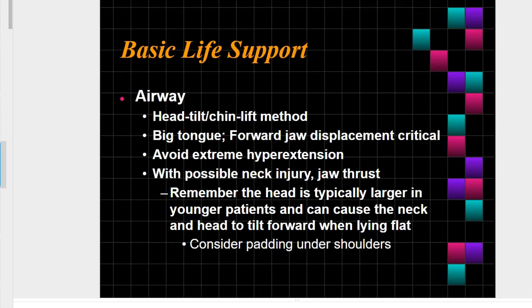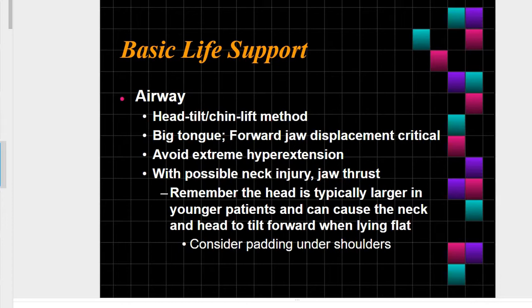Basic life support measures: airway, airway, airway. We typically use a head tilt, chin lift type method for all of our patients. It's a little more controlled with the big tongue that's associated with pediatric patients, with more forward jaw displacement with the jaw thrust. That's critical, while avoiding extreme hyperextension of the neck, because the airway itself is very flexible and pliable, and hyperextension can actually also cause airway compromise by, a gross simplification, kinking the airway, but that's really not it, but you get the idea.